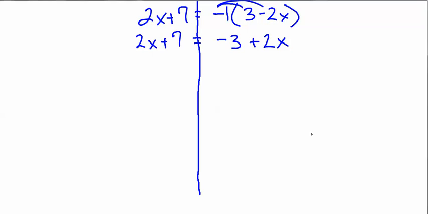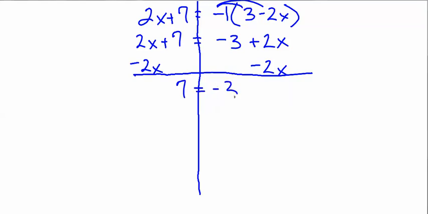Oh, this looks good, doesn't it? What's going to happen next? 2x minus 2x is 0. You're left with 7 equals negative 3. Have you ever known of a 7 to equal a negative 3? No, sir. No. There's no solution. When you get there, there is no solution to that problem.